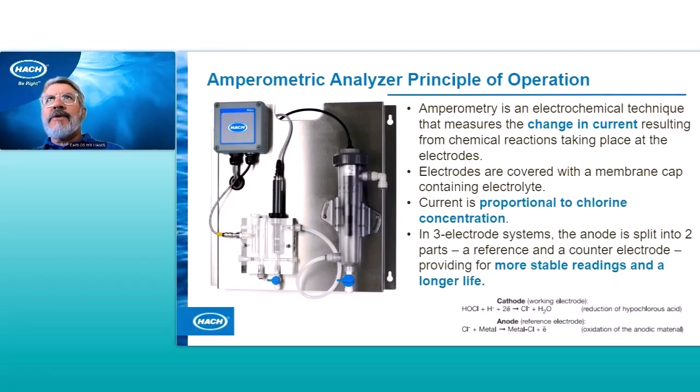When the chlorine reacts with the electrode, there is a current that's generated, and that current is proportional to the chlorine concentration. This particular model that's shown on the screen is the Hach model.